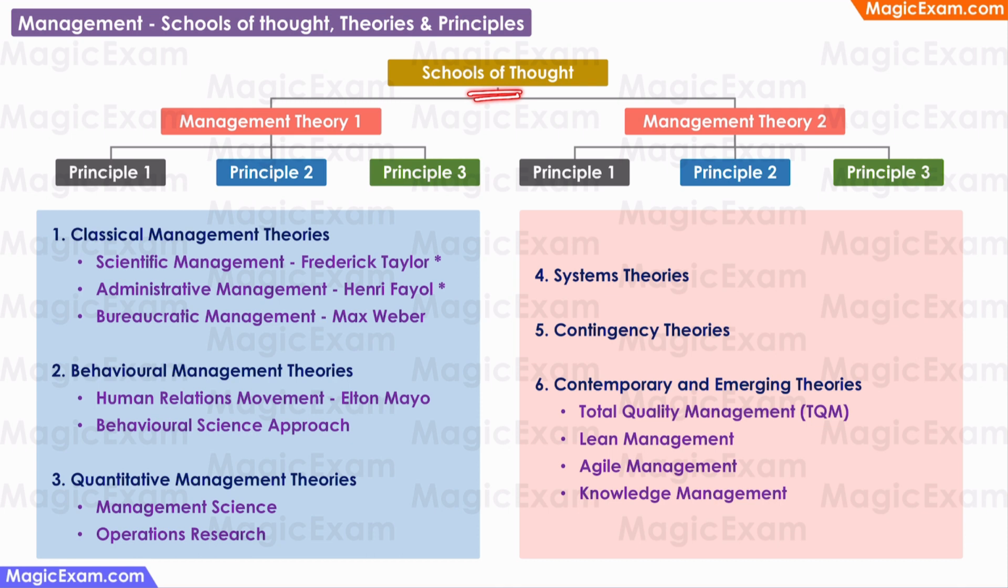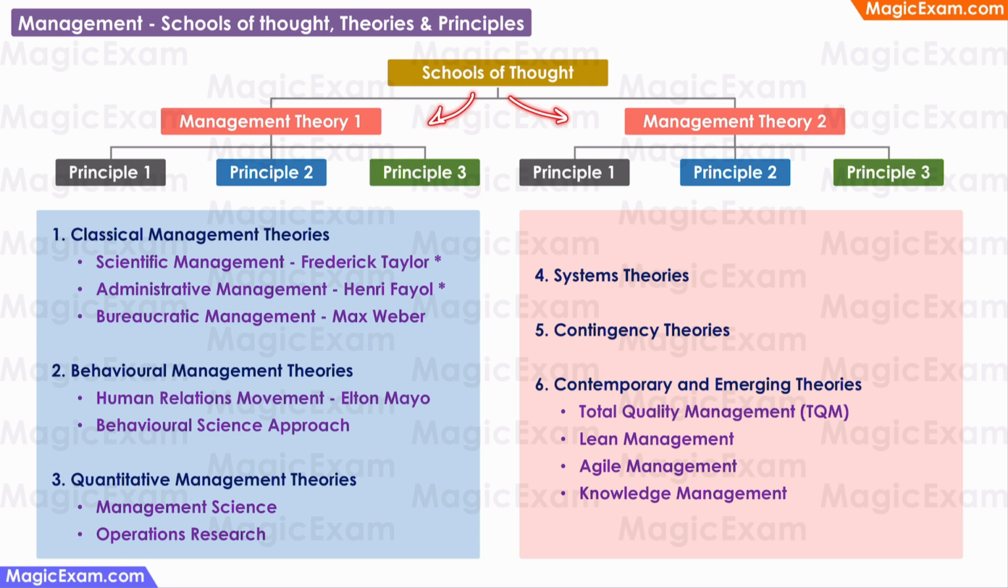These are ideas about how to make a business work well, how to lead people, and how to get things done efficiently. There are several management schools like classical, behavioral, quantitative, systems, contingency, and modern management schools. Modern management theories are also called contemporary and emerging theories. Within a school of thought, there might be multiple theories.